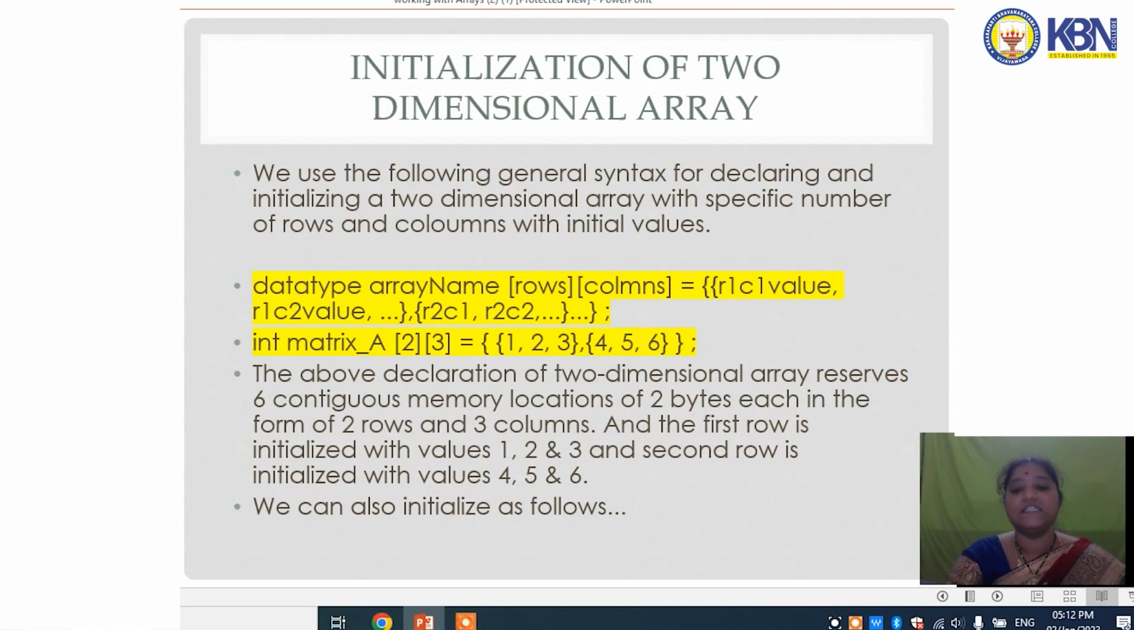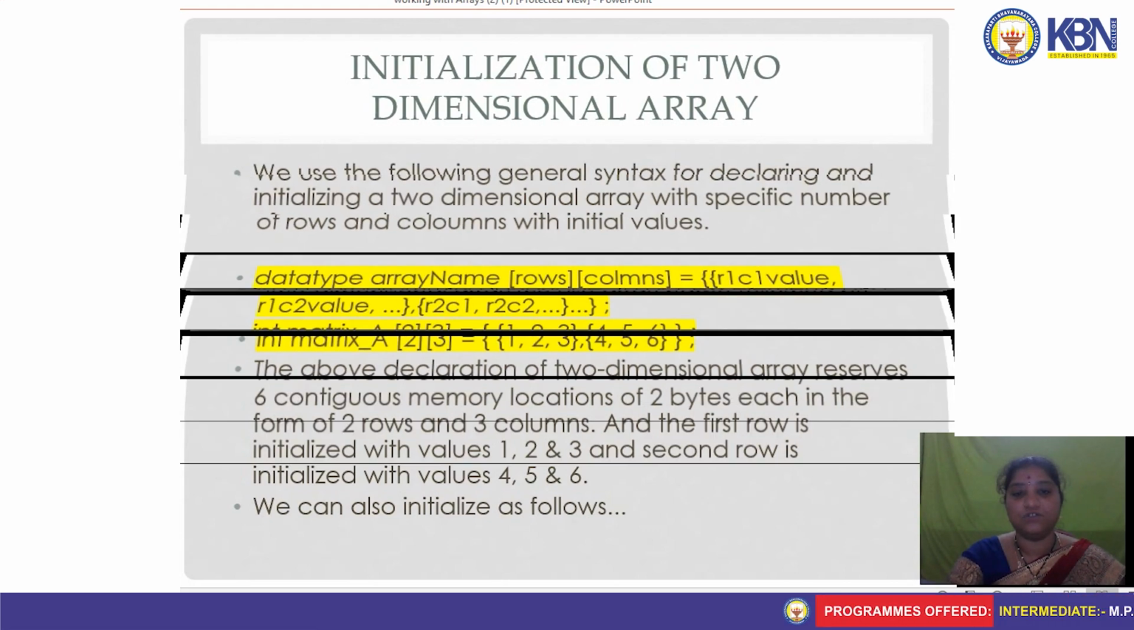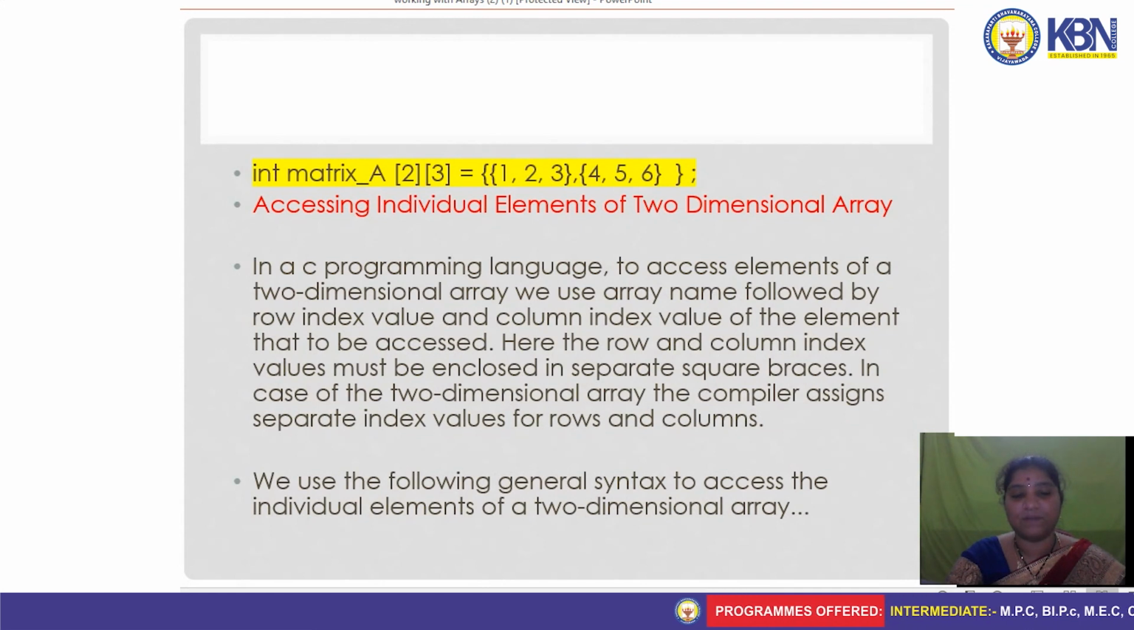And now the 2-dimensional array reserves the same, allocating 2 bytes of memory for each element in the form of 2 rows and 3 columns. The first row is initialized with the values 1, 2, 3, and the second row is initialized with the values 4, 5, 6. So the syntax is int matrix A, 2 rows and 3 columns, is equal to square bracket 1, 2, 3, curly braces 4, 5, 6.